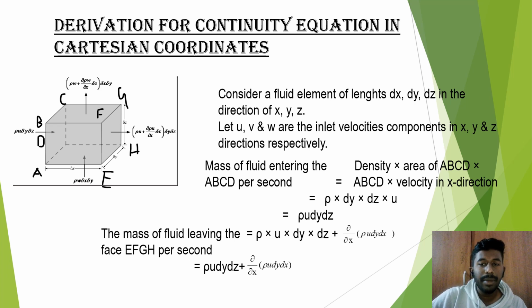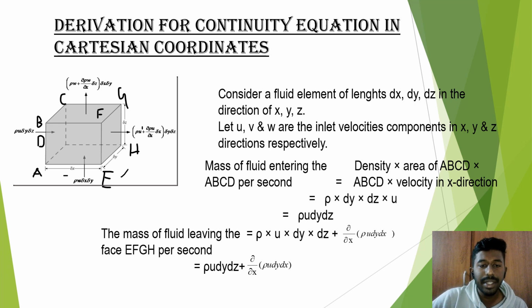Consider a fluid element of lengths dx, dy and dz in x, y and z axis, and let u, v and w be the velocity in these directions respectively. The mass entering the fluid element ABCD will be equal to density into area of ABCD into the velocity in x direction. The density in the fluid element ABCD is rho and the area of ABCD is dy into dz, and the velocity in x direction is u.